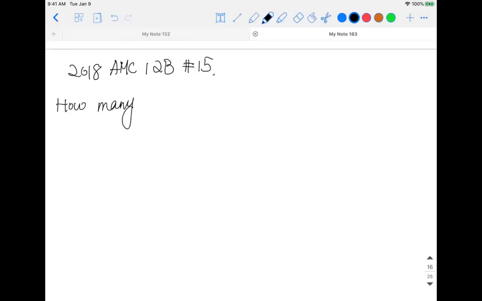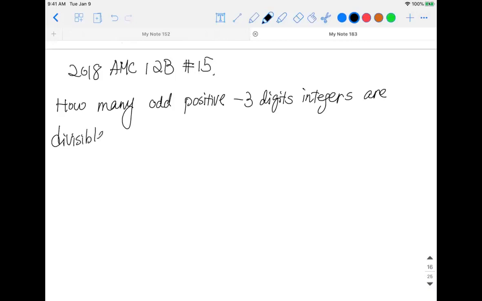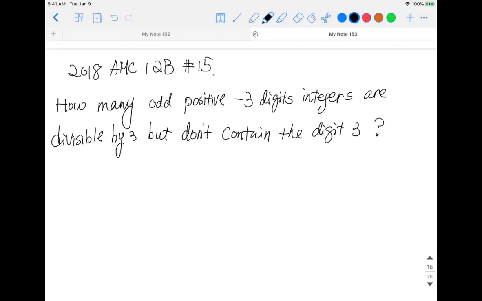How many odd positive 3-digit integers are divisible by 3 but do not contain the digit 3? How many odd positive 3-digit integers that are divisible by 3 but they do not contain any digit 3?